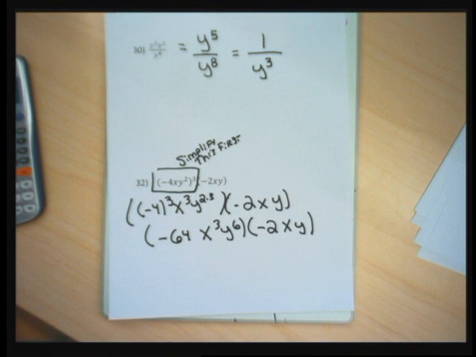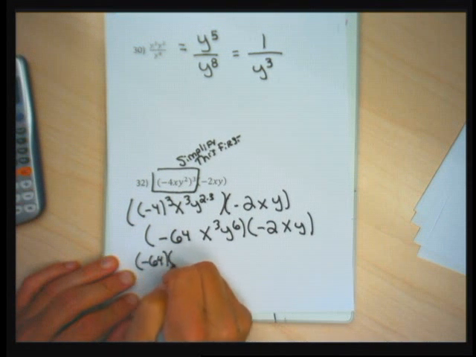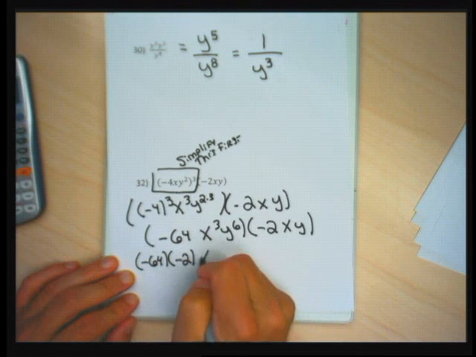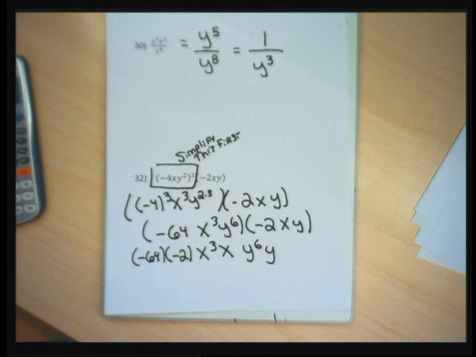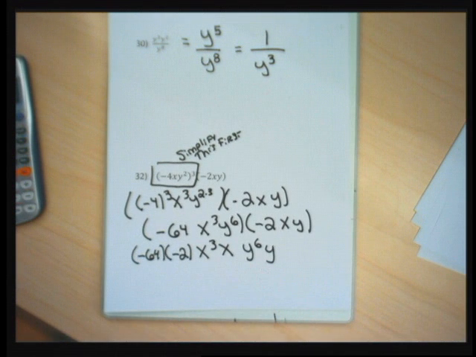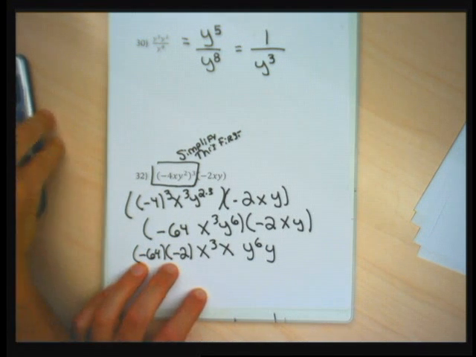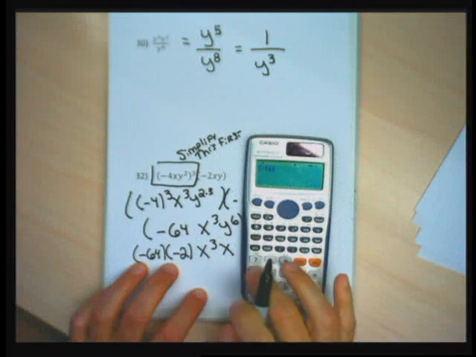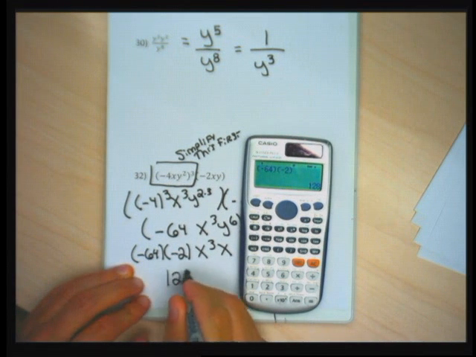To simplify this, because multiplication is commutative, the multiplications that I need to do are negative 64 times negative 2, x cubed times x, and y to the 6 times y. So to get to my answer, I need to simplify the 2 numbers, the 2 x's, and the 2 y's all down to 1. And there is no rule of exponents for multiplying 2 numbers. I'm just going to multiply those numbers. So negative 64 times negative 2. They don't have exponents. It's just flat out multiplication. Negative 64 times negative 2 is positive 128.